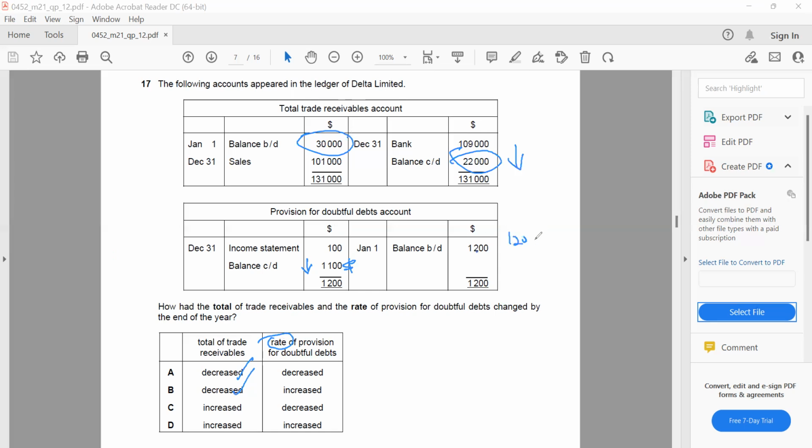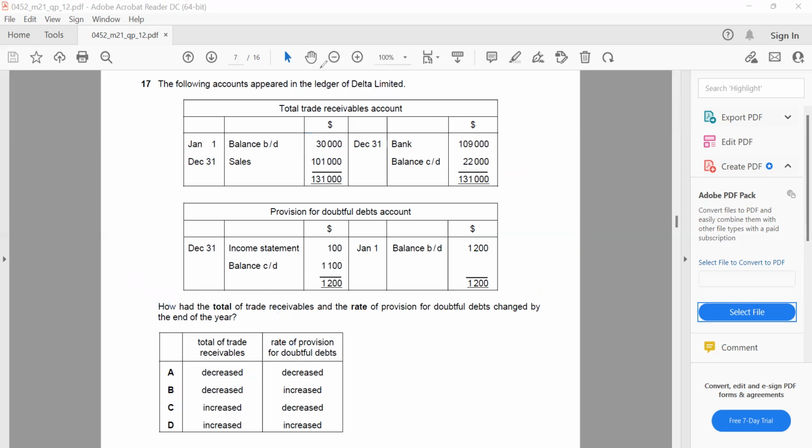I calculate the rate: 1,200 divided by 30,000 times 100%. So let's see the rate first: 1,200 divided by 30,000 times 100, so we get 4%. Whereas this one is 1,100 divided by 22,000 times 100%, so this one is 5%. This is 4%, this is 5%. Actually, the rate increases. So the answer should be B. Okay, be careful with the words they use. This is talking about the rate.